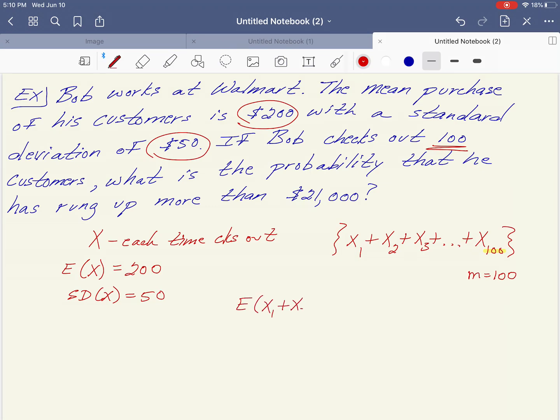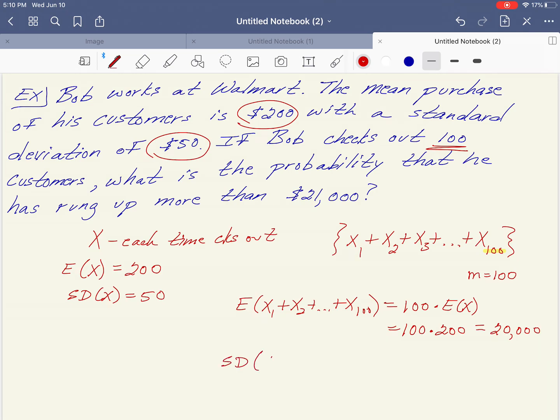So our expected value for this sequence is equal to 100 times E of X, which is 100 times 200. Oh, it's 20,000. Oh, please forgive me for saying 2,000. If you all don't know, I tend to make simple mistakes like that when I'm doing math in my head. Okay, 20,000, not 2,000.